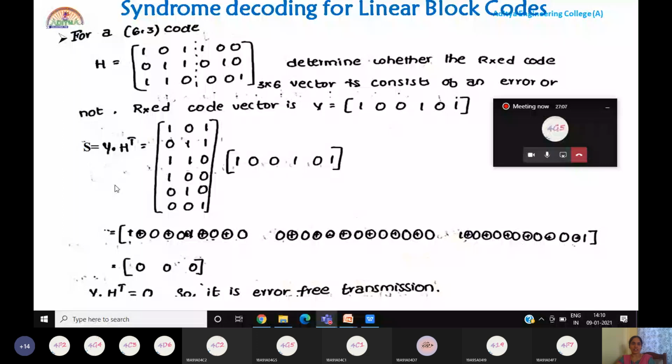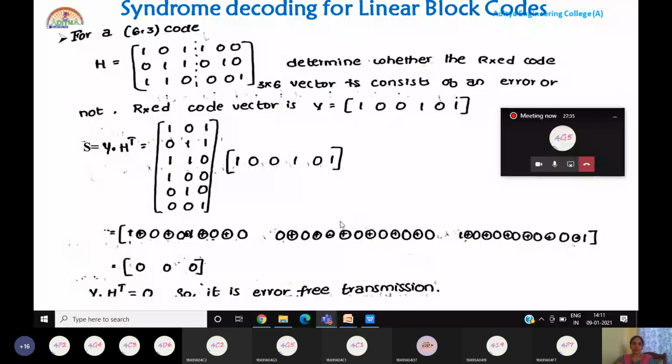Like that we will calculate the syndrome by taking y into H transpose. Finally we obtained 0 0 0. Then what can you say here? If y into H transpose is 0, then we can say that there won't be any error. So the syndrome is also 0, so there is no error. It is an error-free transmission.